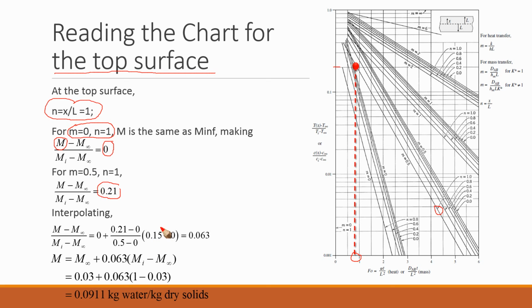For 0.15, we interpolate in between and get the y-axis. From there, we can get the value of m, and m comes out to be 0.0911 kilogram water per kilogram dry solid. So this is the moisture at the surface after so much drying, at the time for which the non-dimensional time is 0.8.